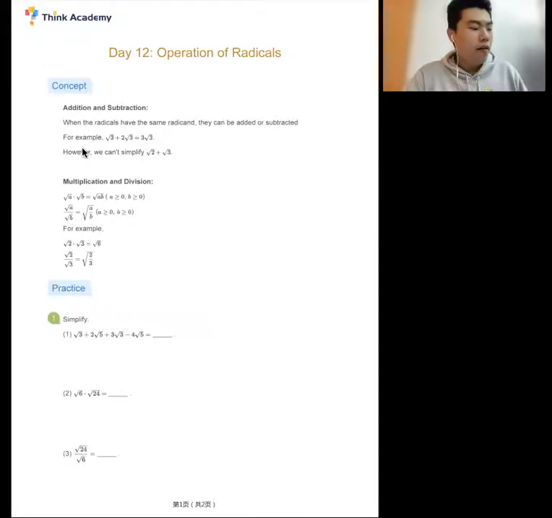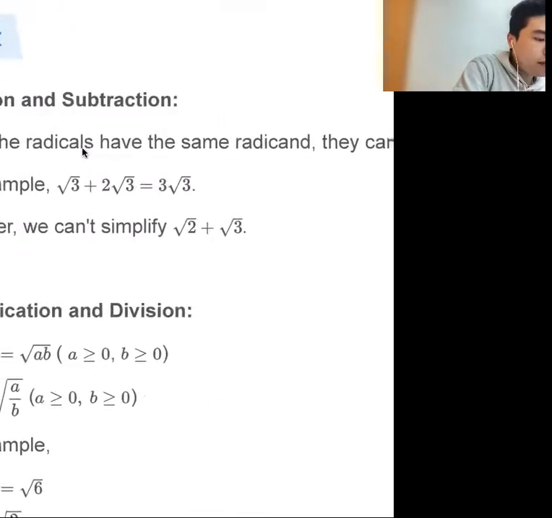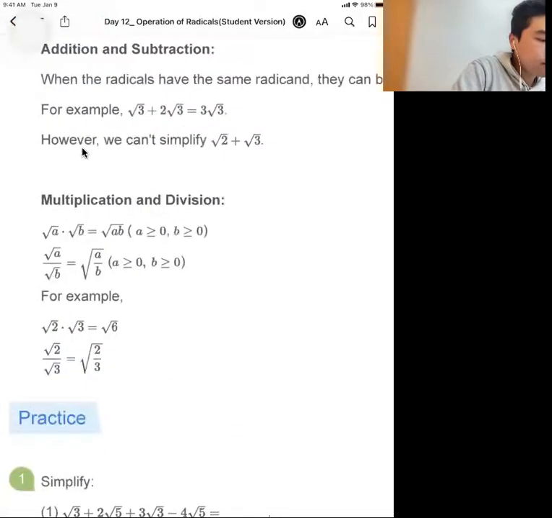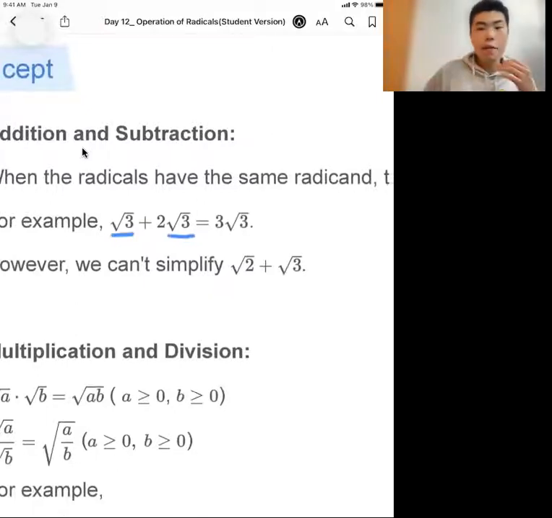If we have the same radical in this operation, say a root 3 and then another root 3, that means we can combine them using the distributive property, right? You can imagine the root 3 is just a letter, because we have, say, a plus 2a equals 3a. So that's how we can do the addition or subtraction with the radicals. As long as they are the same radicals, we can add or subtract them, just like we can combine the coefficients.